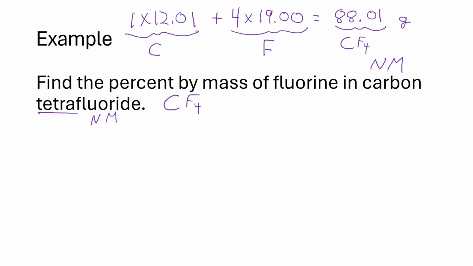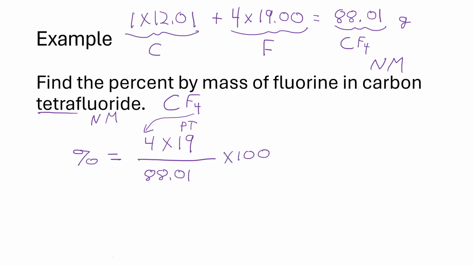So to find that percent by mass of fluorine, we're going to take the mass due to fluorine, which is going to be 4 times 19. Again, the 4 is the subscript in the formula. The 19 came from the periodic table. We're going to divide by the molar mass, which is 88.01. We're going to multiply by 100 because it's a percent. So I can take 4 times 19 divided by 88.01 times 100.